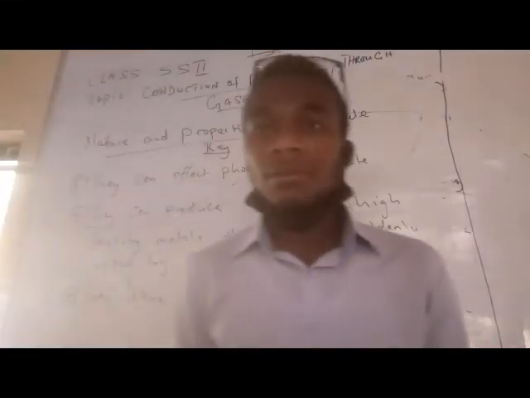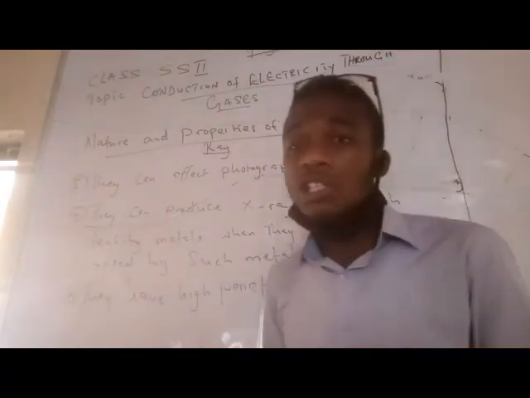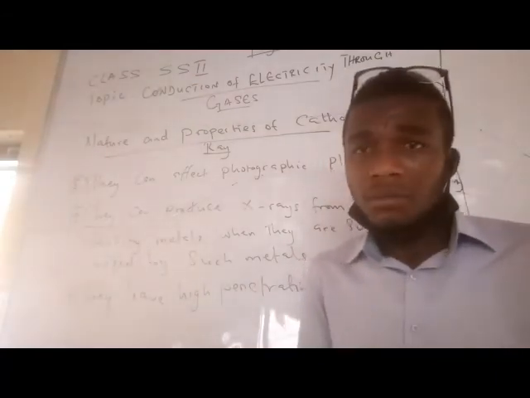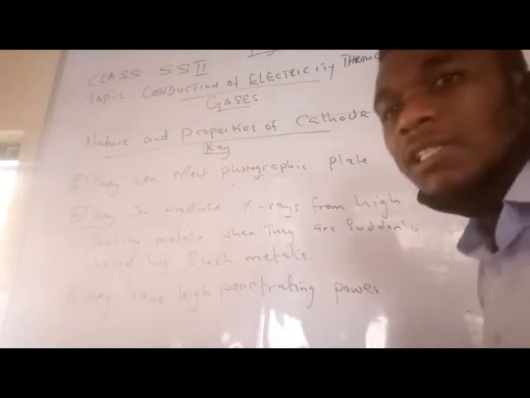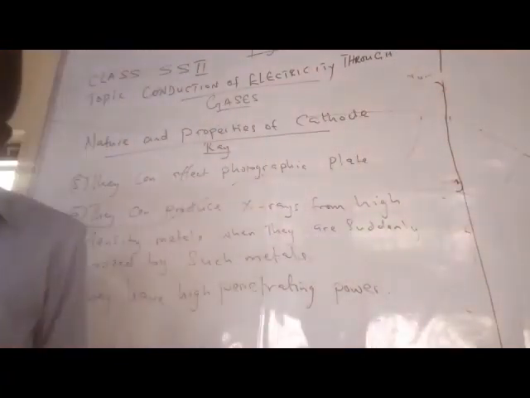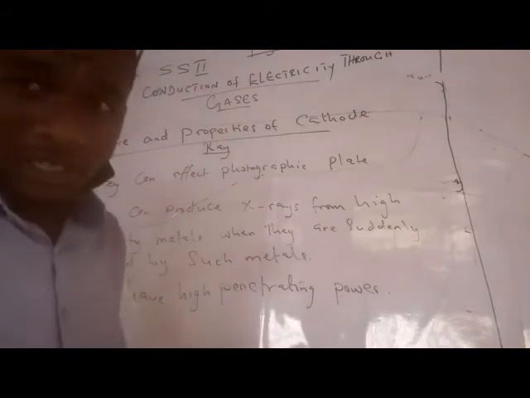They also have high penetrating power. They can penetrate sheets like aluminium, foil paper, and the rest of them. So all these are the properties and nature of the cathode ray tube. I'll say it again. All these are the properties and the nature of the cathode ray tube.